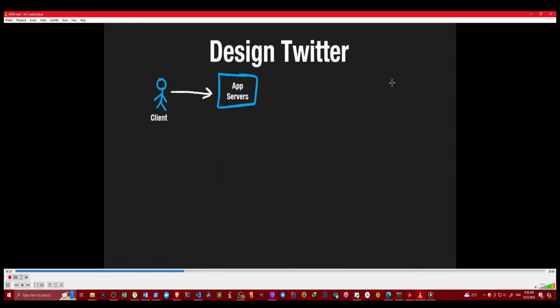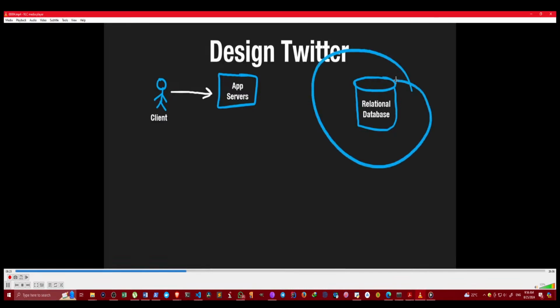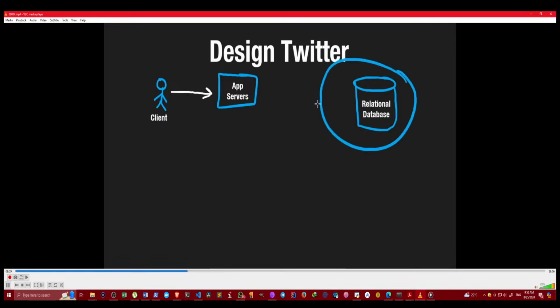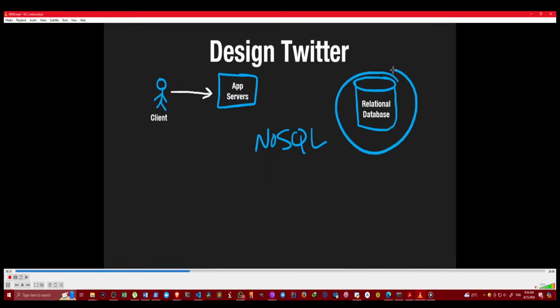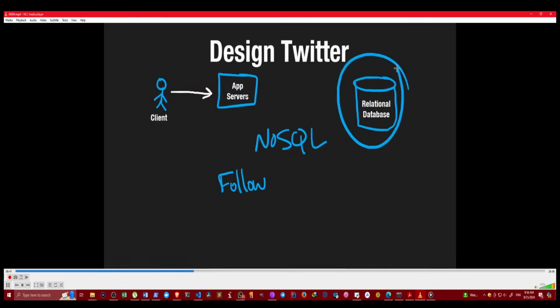Now, of course, our application server is going to be reading from some storage. Let's say we do have a database, and let's say that it is a relational database. And you might be thinking, if we're going to be doing read heavy, why use a relational database? Why not just have a NoSQL database? Well, it depends on what type of data we're going to be storing. Do we need joins in this case? And we could, so we do have a very relational model when it comes to following. That's a pretty clear relationship between followers and followees. So that's a reason to go with a relational database.